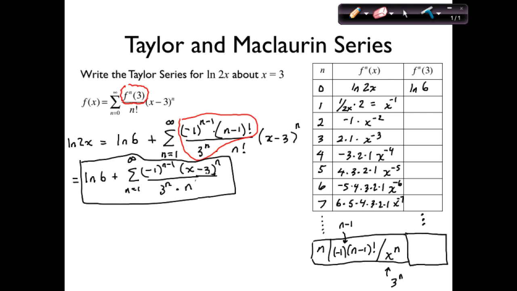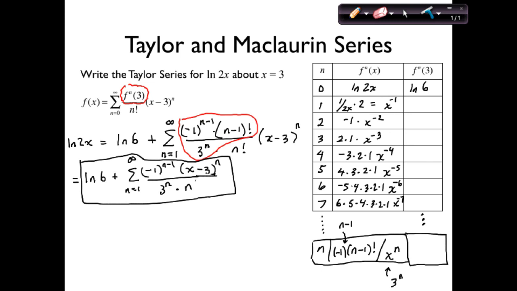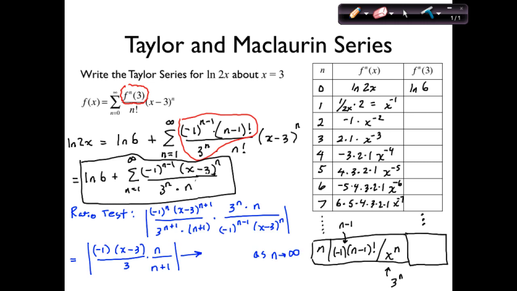Okay, so now the next question is, does this give us ln of 2x for all x values? Yes or no? How do we know for sure? Some are saying no, some are saying yes. How do we find out for sure? Ratio test. Gotta do the ratio test. Go. Ratio test. So another question is, do you agree with that? You get it this far? Did you make it this far?